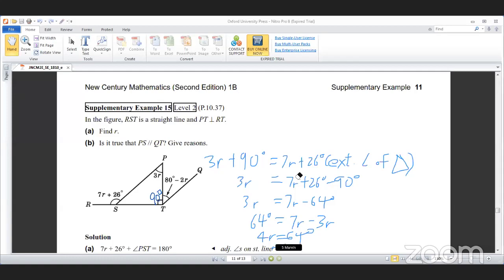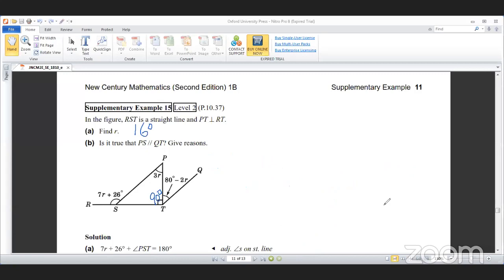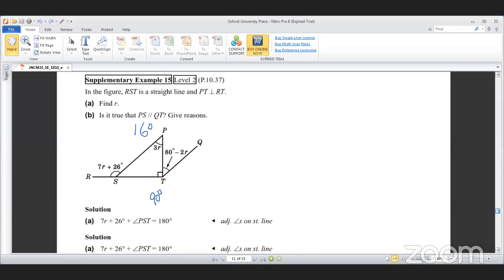Okay, and then 16. Now I can show you, this is 16 degrees, right? Now I can show you the solution. Everyone has looked at it, right? Because your textbook did not teach you about the exterior angle of a triangle, in this case you can look at this one.